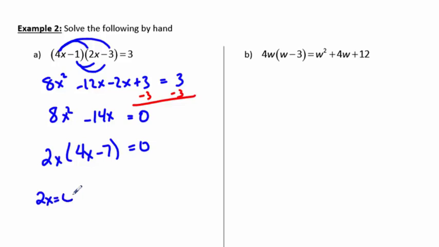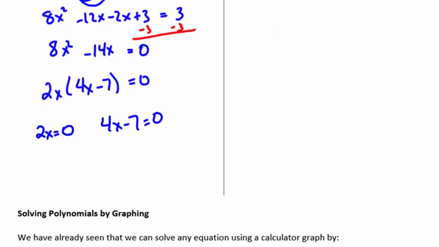The first part of the factorization is 2x, so 2x equals 0 is one of my options. The second part of the factoring is 4x minus 7, so 4x minus 7 equals 0 is the other option. If 2x is equal to 0, divide both sides by 2. That gives you x equals 0. And if you add 7 to both sides, that would be 4x equals 7. Divide by 4. The other answer is x equals 7 divided by 4.